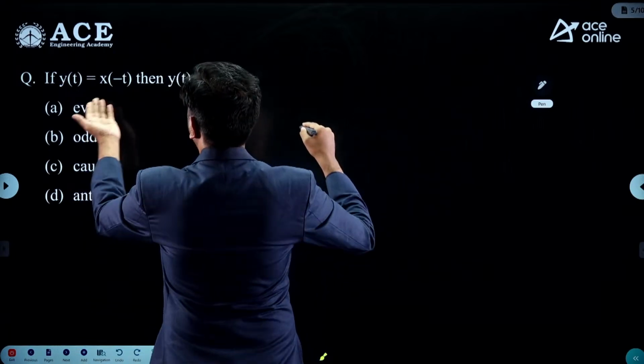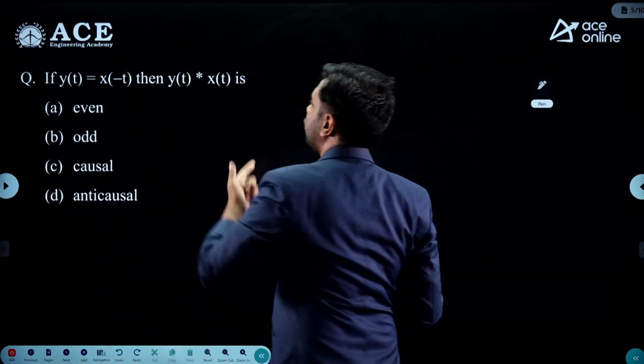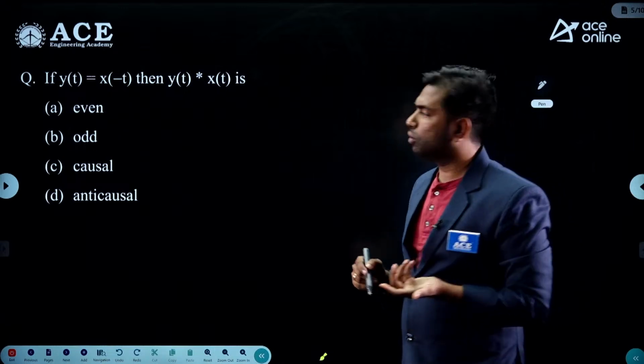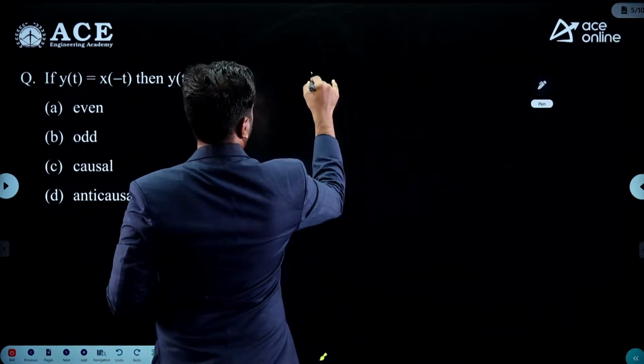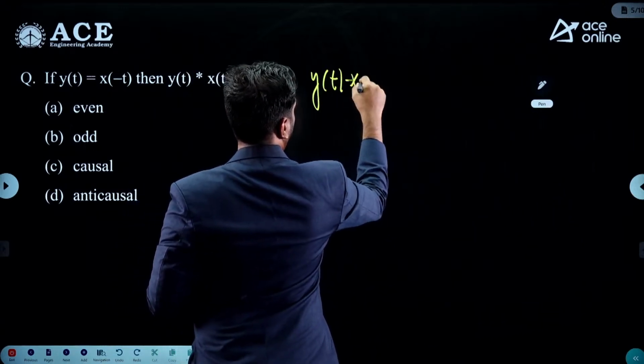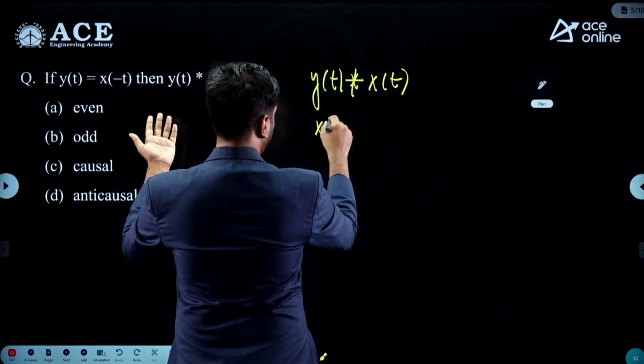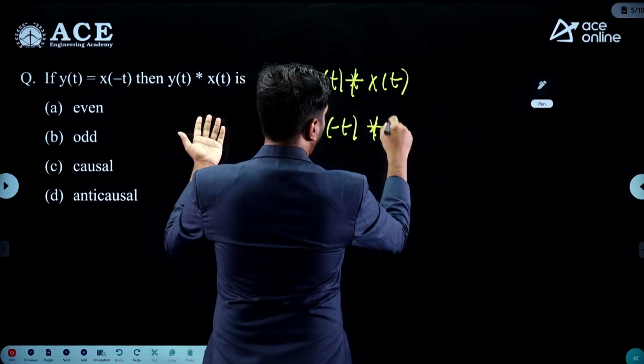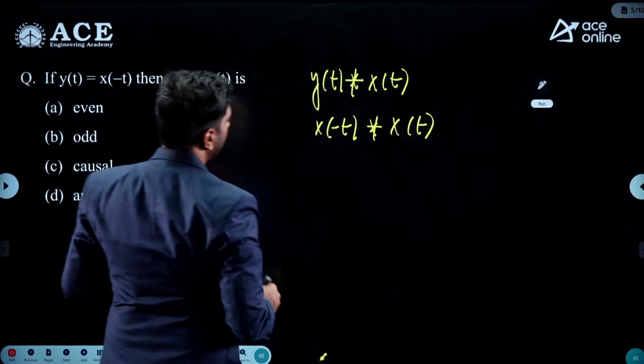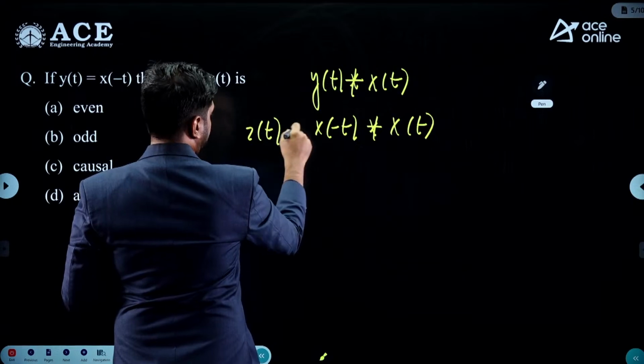So what they gave is y of t is x of minus t, and they're asking what's the nature of y of t convolved with x of t. So what are they asking is, what is y of t convolved with x of t? By the way, what is y of t? It is x of minus t, and then convolved with x of t. You can treat this quantity as z of t.